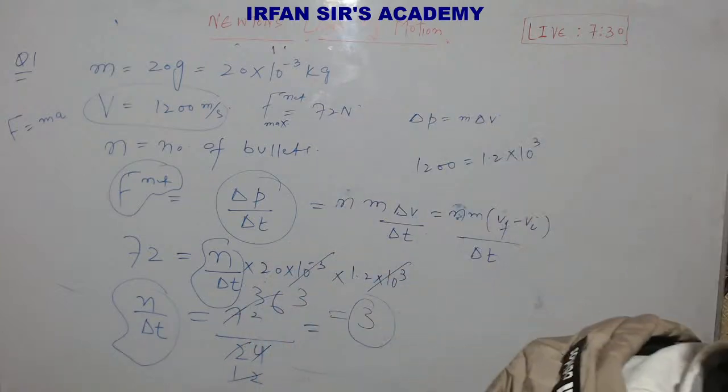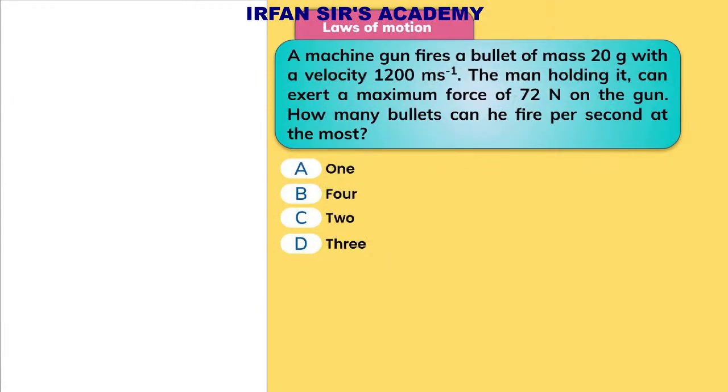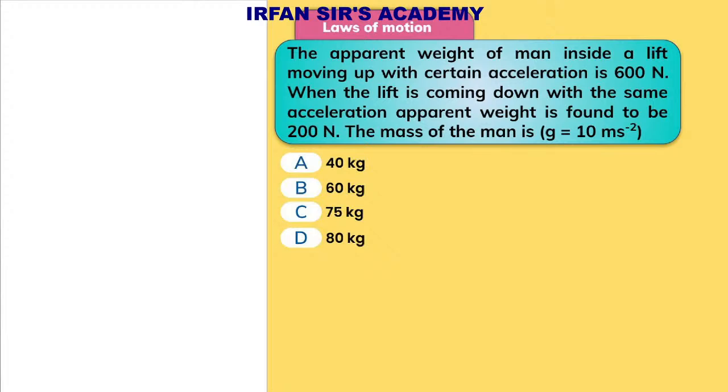Now the next question, we will see. Can you tell me the answer for this? The apparent weight of a man inside a lift moving with a certain acceleration is 600 Newton. When the lift is coming down with the same acceleration, apparent weight is found to be 200 Newton. The mass of the man is given by? Tell me the answer fast.